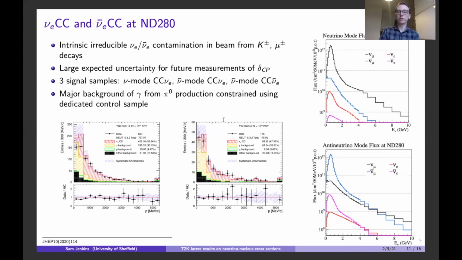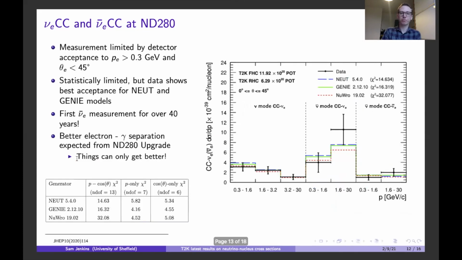This measurement is performed using 3 signal samples, the first of which is done in neutrino mode, looking at the electron neutrino signal, whereas the other 2 are performed in antineutrino mode, where we look for the wrong sign contamination from electron neutrinos and the contamination from electron antineutrinos. The kinematics for this selection are shown here in terms of the electron and positron momentum, and you can see that a major background of this comes from the yellow part of the histogram, which is a background from photons from pi0 production. But this is constrained using dedicated control samples in the fit.